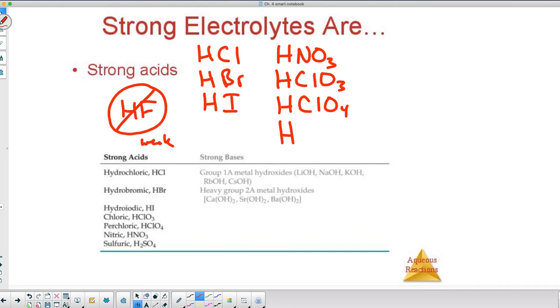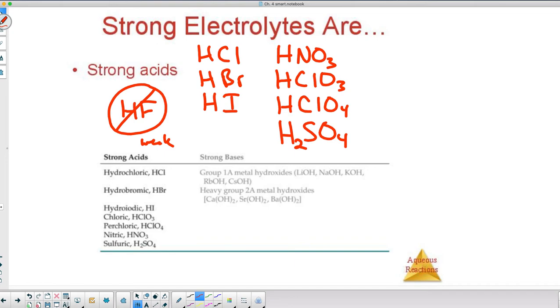And then, of course, we have the single most produced chemical in the country, which is sulfuric acid, H2SO4. Okay, so these are the 7 strong acids. Please write them down. Please know that they're the strong acids, because anything else that I write down with H in front of it is not a strong acid.